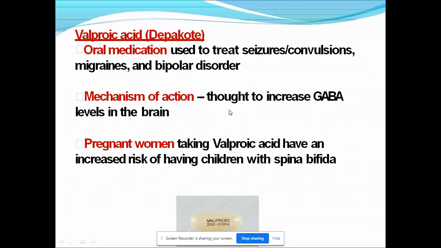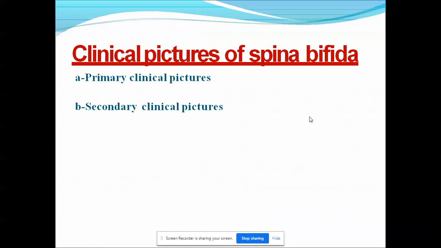Then the mechanism of action is thought to be an increase in the GABA levels in the brain. So if she is taking this kind of tablet, it will increase the GABA levels in the brain. Okay, pregnant women taking valproic acid have an increased risk of children having spina bifida. So what medication they are taking during pregnancy also plays a major role.